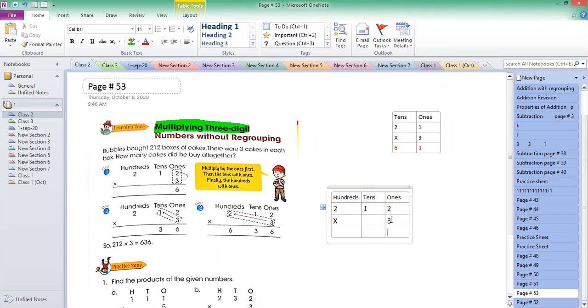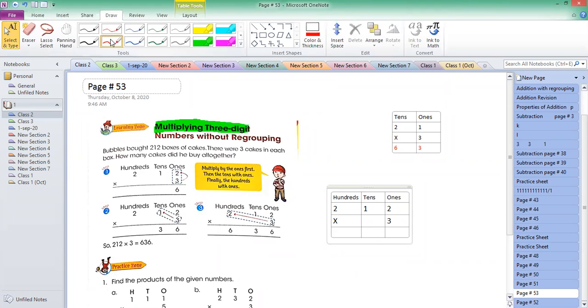First you will multiply these two numbers. You follow the same procedure. First you multiply the both ones, 3 multiplied by 2, and you write the answer in the ones. Then you multiply 3 by the tens, and you write the answer here. Then you multiply this ones by hundreds and you write the answer here. In that way you have to do.